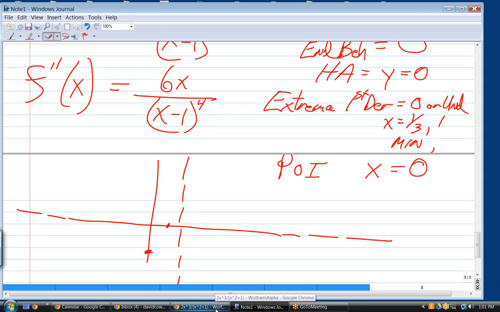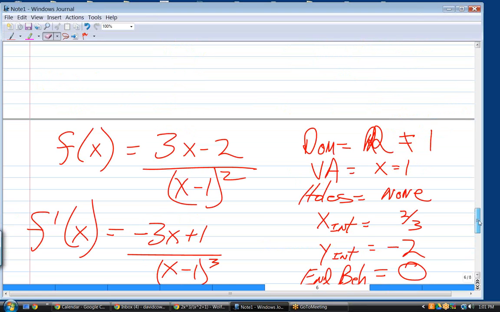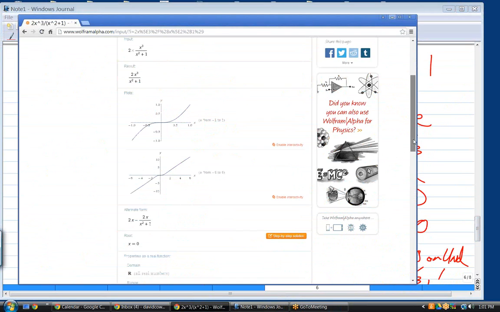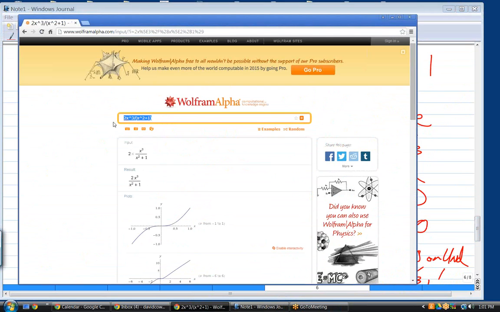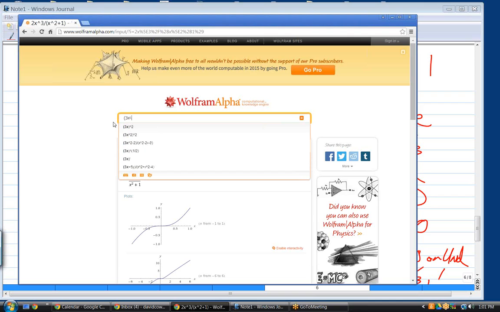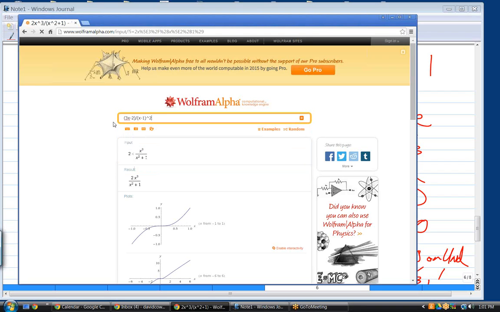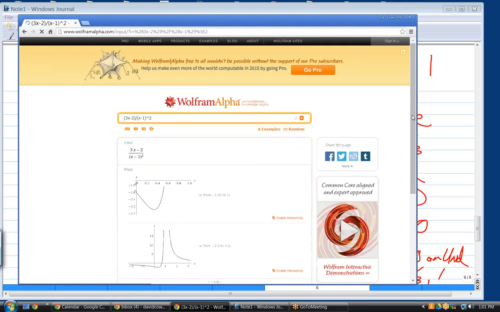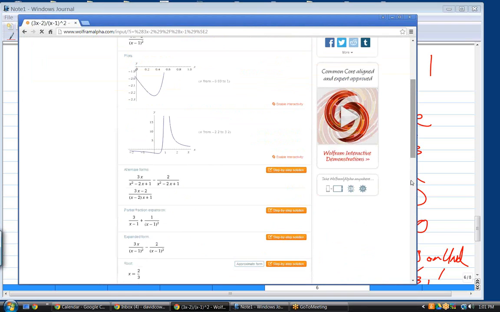Well, to save time, let's graph this one. 3x minus 2 over x minus 1 squared. Quantity 3x minus 2 divided by the quantity x minus 1 squared. That's how it's graphed. Yeah, that fits everything, doesn't it?